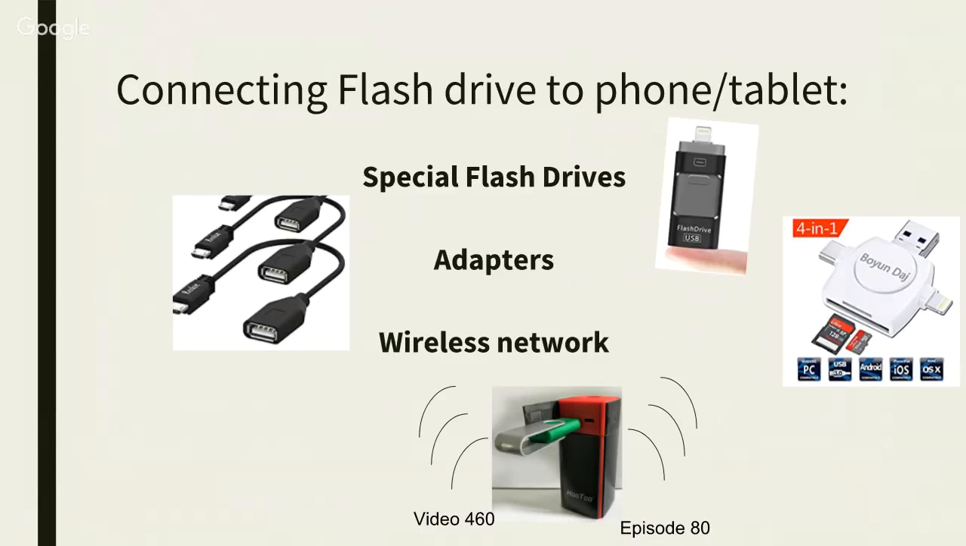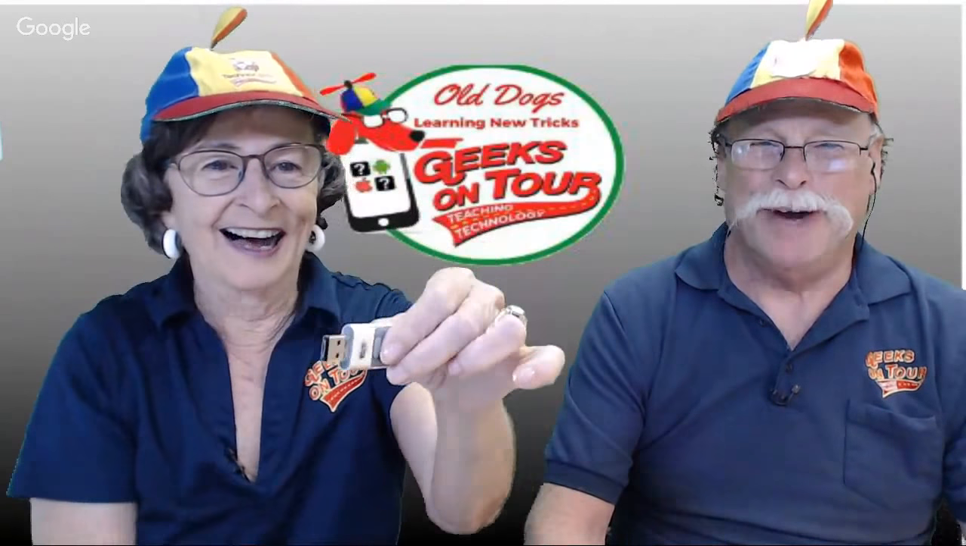So there's actually several options. You can get a special thumb drive, like this one. This one's really a trip. It looks like a regular thumb drive there, right? I can just plug that into the computer. But if I slide it to the other side, there it is, an Apple lightning adapter. But there's even more. On this side that looks like a regular computer USB, it folds back and reveals a micro USB that would go into an Android. Wow.